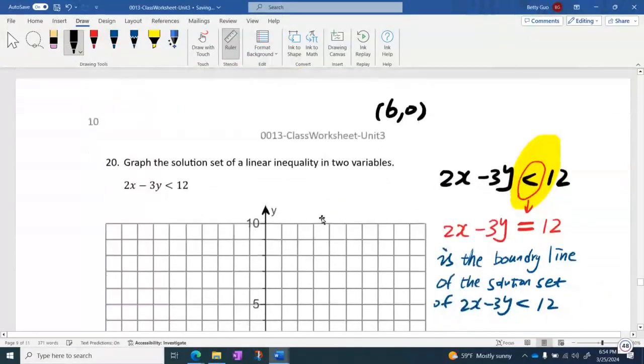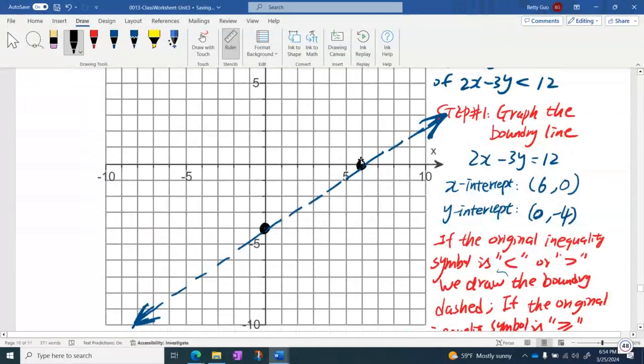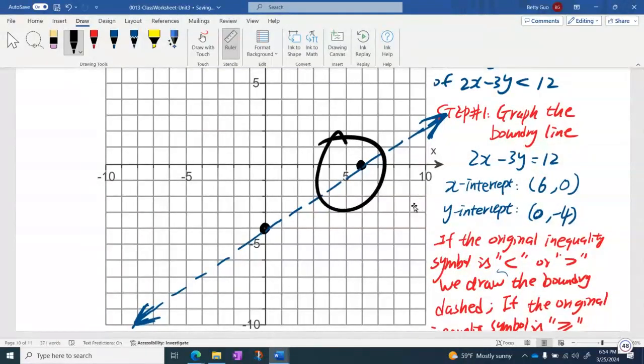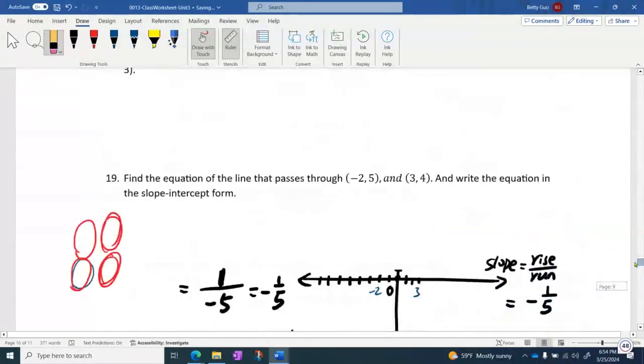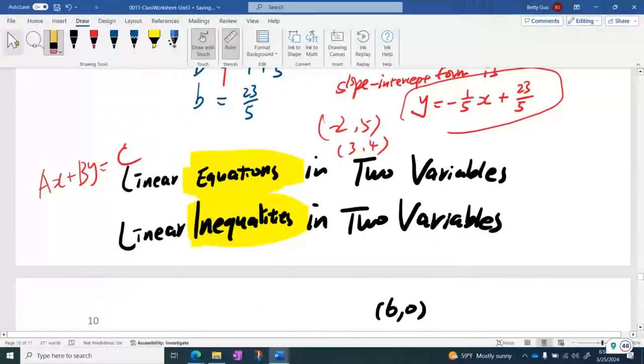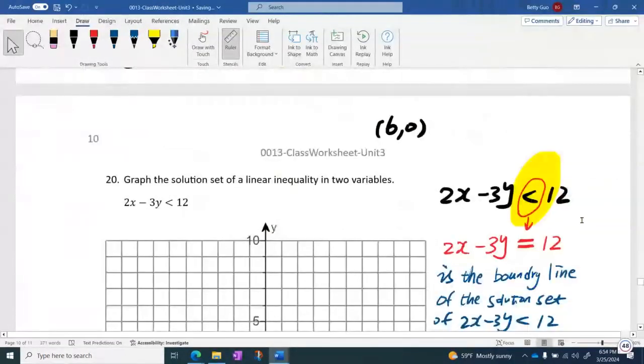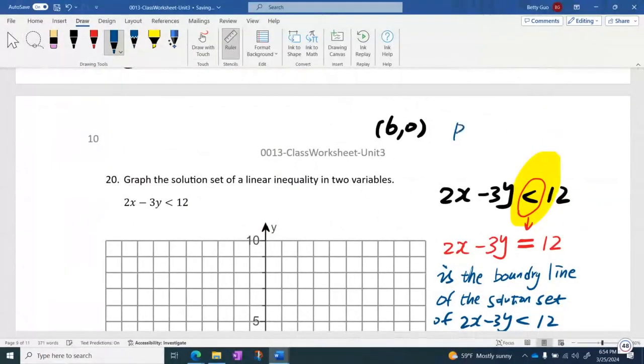(6, 0) is on the boundary, right? This point. I'm going to show you why it does not satisfy the inequality by plugging in. Let's plug in x equals 6, y equals 0 into the inequality. So we have 2 times 6 minus 3 times 0 less than 12.